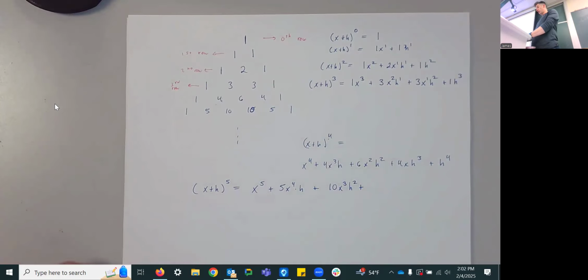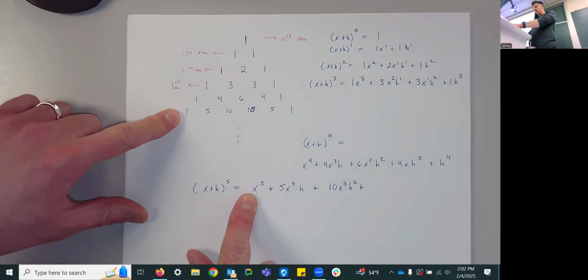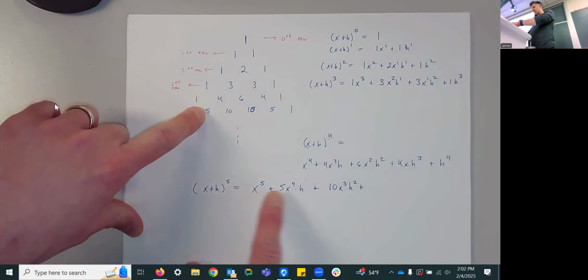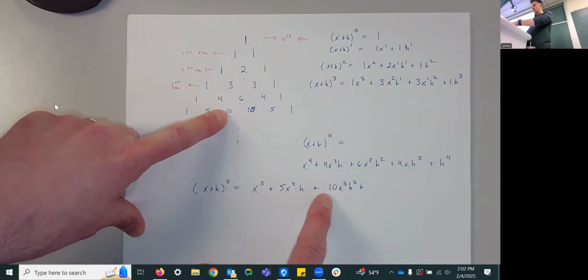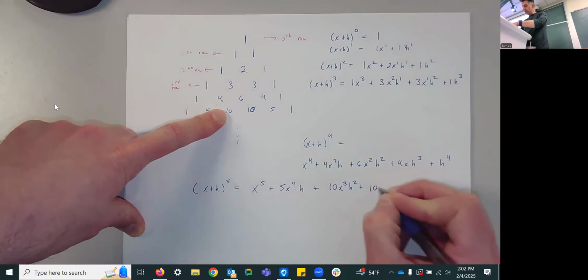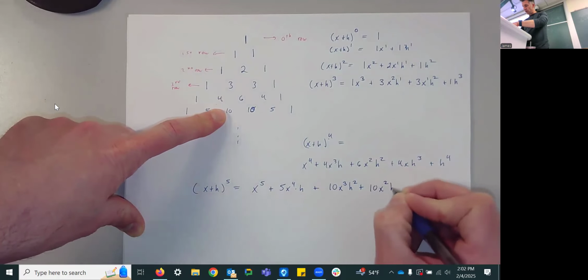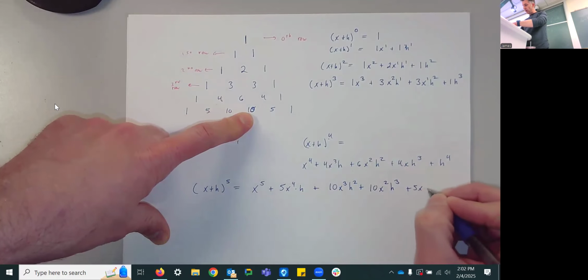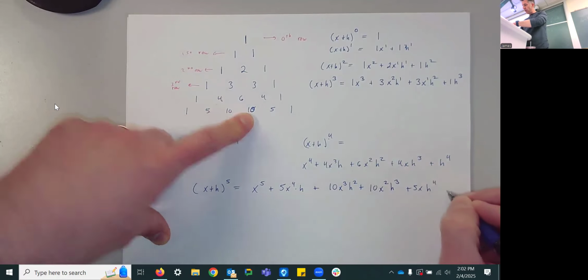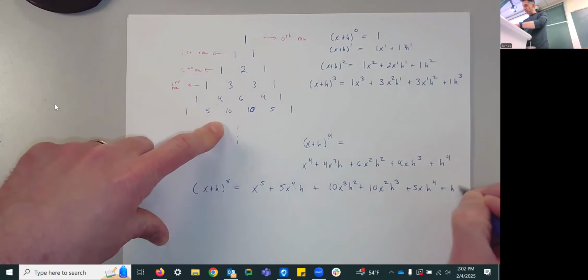So here's how we should be looking. 1 times x to the fifth plus 5 times x to the fourth times h to the first plus 10 times x cubed times h squared plus 10 times x to the 1 less power h to the 1 more power plus 5 times x to the 1 less power h to the 1 more power plus 1 times h to the fifth.